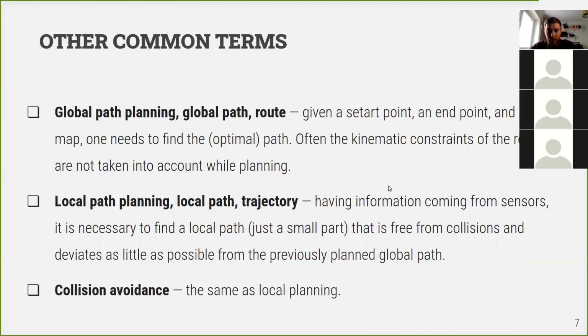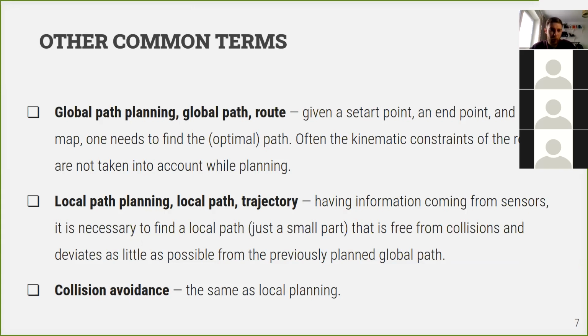So local path planning is when we have information coming from sensors. In local path planning, we already consider dynamic obstacles. In global path planning, we only consider the map, predefined static obstacles. In local path planning, we also find the local path, just a small part of the whole path. That's why it's called local, that is free from collisions and deviates as little as possible from our previously planned global path. So we have a global path which leads us from point A to point B, which can be on a huge distance from one to another.